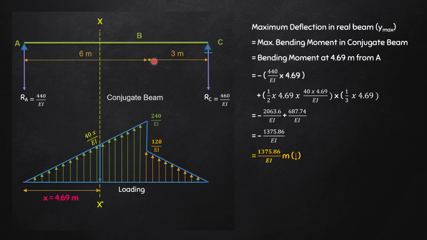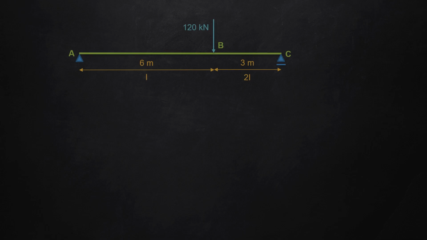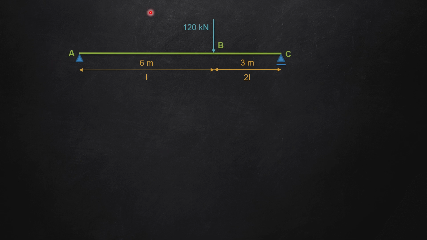Please remember at B we had got the value of 1200, and here you can see a bigger value. That means chances are that our answer is correct, that this is Y max, that is 1375.86 divided by EI meter in the downward direction. Now let us bring back the real beam here. I will add another point here because this is important to us, that is D, at 4.69, because here the deflection was maximum.